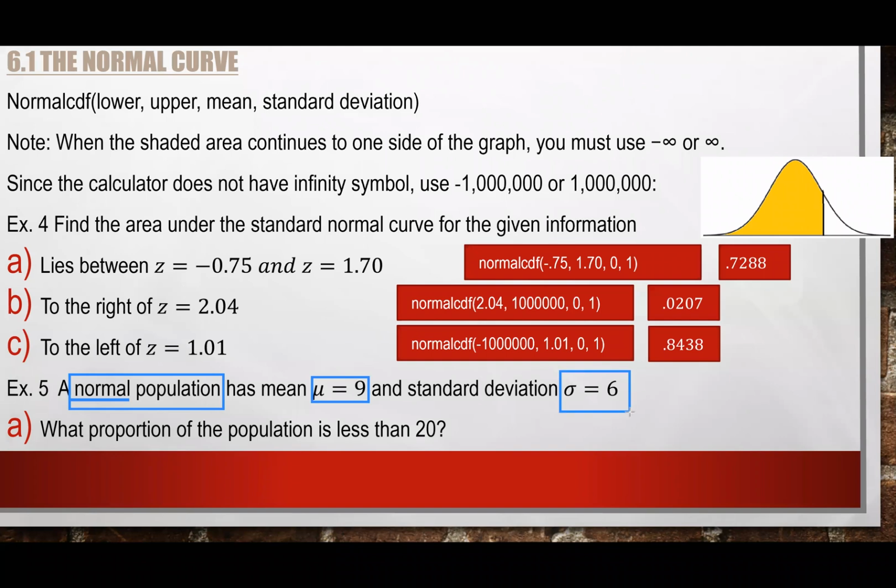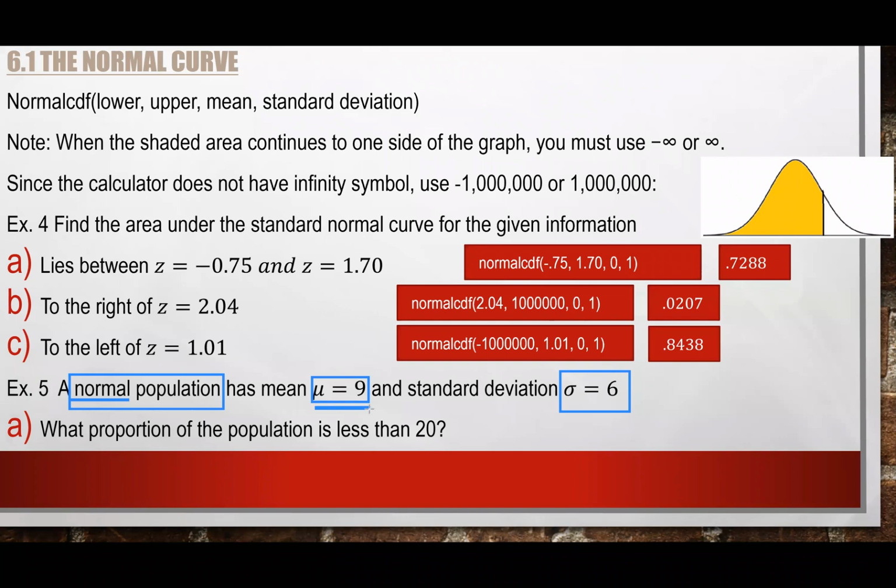And ladies and gentlemen, these are the two most important things that you need in chapter 6: without the mean, without the standard deviation, you cannot find the area underneath your curve. You cannot find anything without the mean and without the standard deviation.